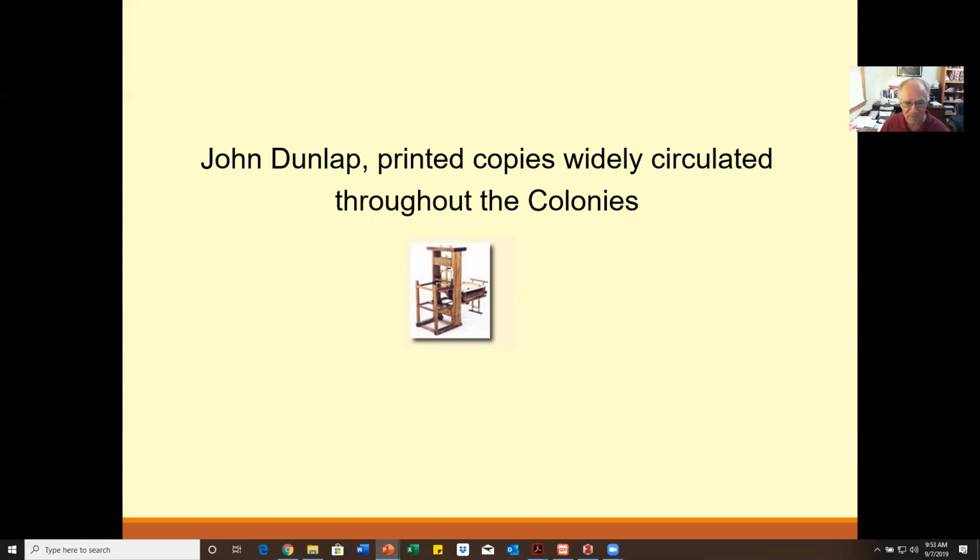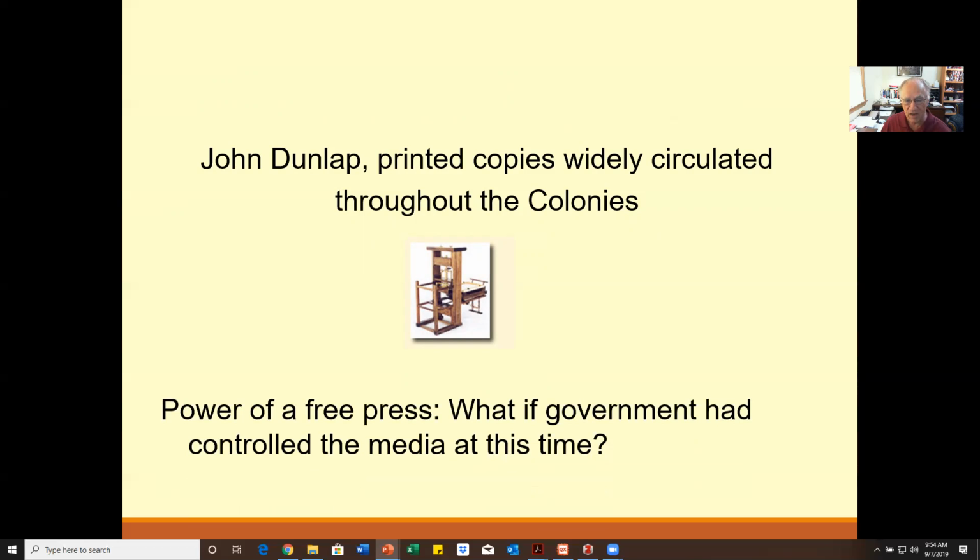It wasn't like what you have today, connected to a smartphone where you could print thousands of copies of color printing on both sides. It was a fixed type, clumsy device, which required a lot of work to get it set up. And a man named John Dunlap printed copies of the Declaration and widely circulated them throughout the colonies. This was an incredibly important part of our revolution. Just by printing those copies, he probably put his life in jeopardy. But think of it as the power of a free press.